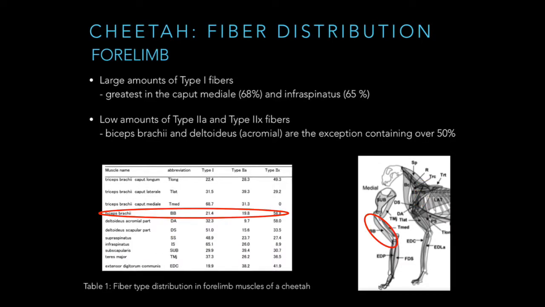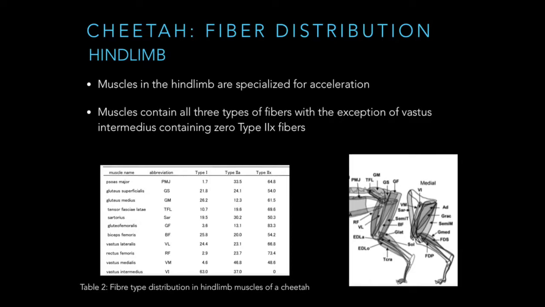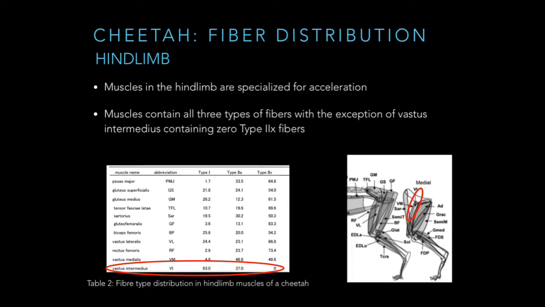The biceps brachii and acromial portion of the deltoideus have an increased number of fast twitch fibers, making them an exception. The hind limbs of cheetahs generate most of the power for high-speed running. For this reason, the majority of fibers observed are type 2X, which produce the greatest amount of active force per contraction. The vastus intermedius, however, contains no type 2X muscle fibers and over 60% type 1 fibers.